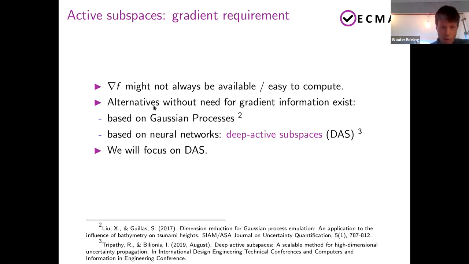And so there are alternatives that use active subspace-ish ideas, but without having gradient information. One of them is based on Gaussian processes. That's done by Serge Guyas and his students. And the other one is based on neural networks. They were introduced by Tripathi and Bilionis, I think from Penn State in the US. And that's the one I will focus on.